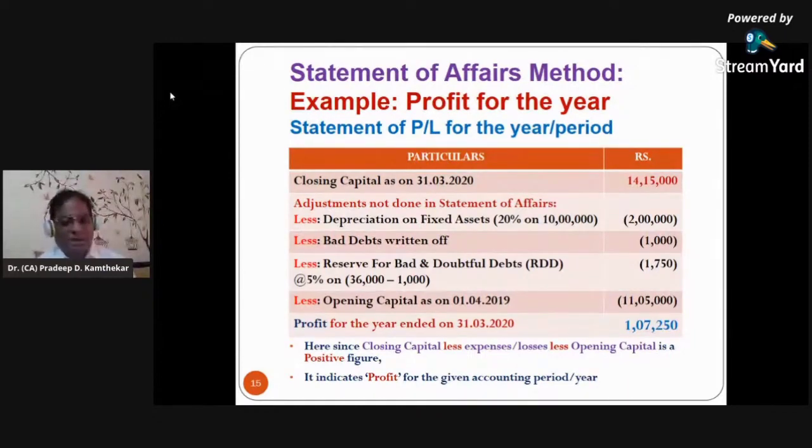On the balance amount, we have to provide this RBD that you have studied in your FYJC, SYJC also. After that, you have to minus opening capital that is given to us by the opening statement of affairs. And then, if the resultant figure is positive, which is here 1,07,250, and being a positive figure, it indicates the profit made by that small businessman in that particular year.